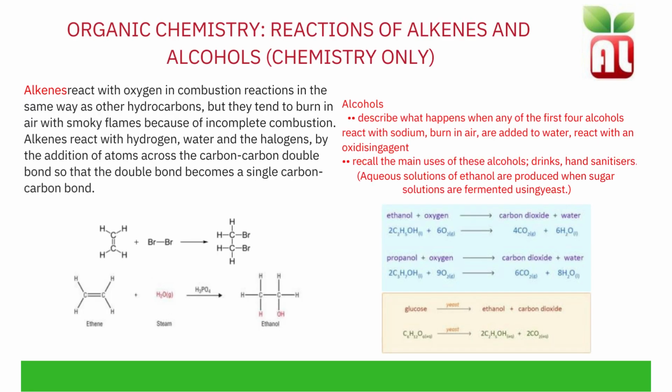The reactions of alkenes and alcohols. Alkenes react with oxygen in combustion reactions in the same way as other hydrocarbons, but they tend to burn in air with smoky flames because of incomplete combustion. Alkenes react with hydrogen, water, and the halogens by the addition of atoms across the carbon-carbon double bond. This means the carbon-carbon double bond breaks, meaning each carbon atom has 1 more bond to make. It will make this bond with the reactants that you are adding to your alkene.